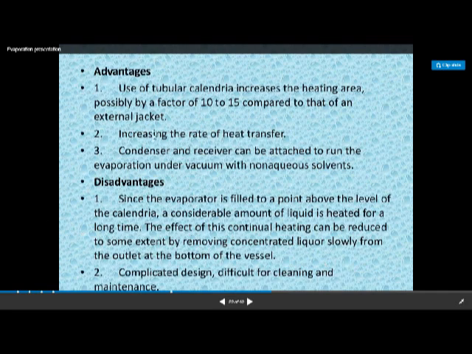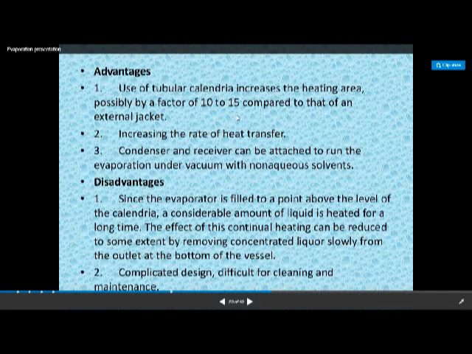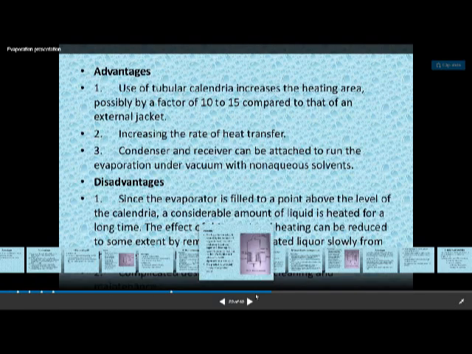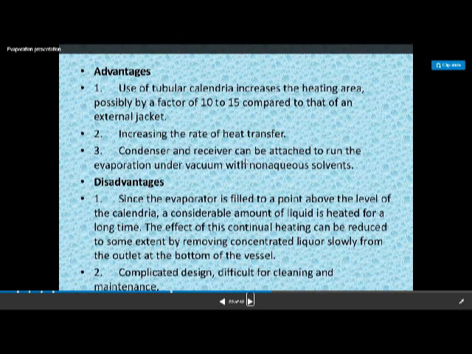Now we'll move towards the advantages. The use of the tubular calandria increases the heating surface area. We are getting more heating surface area because short tubes are arranged in a number of ways, and generally the surface area increases 10 to 15 times. The rate of heat transfer also increases, and also we can attach the condenser and receiver here, right? You can see in this diagram there is a scope to attach the condenser. So we can attach a receiver and condenser to run the evaporation under vacuum with non-aqueous solvents.